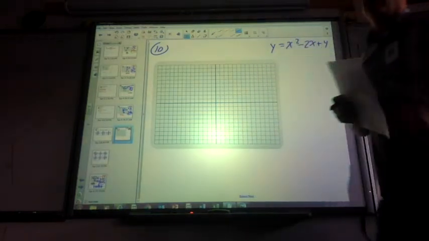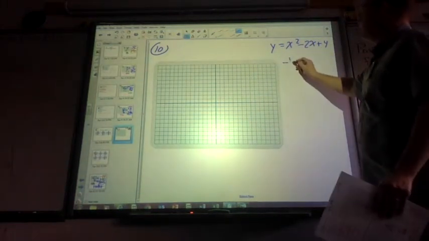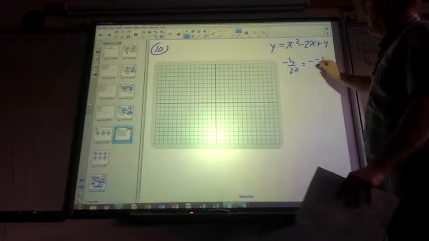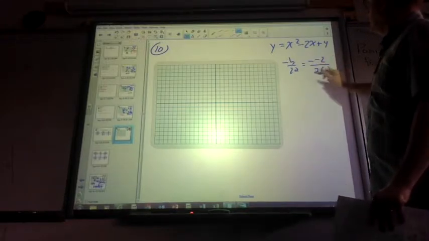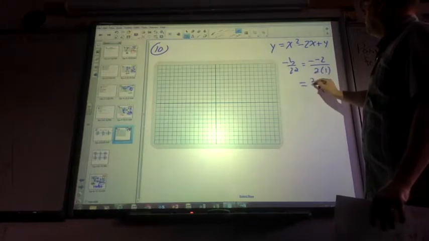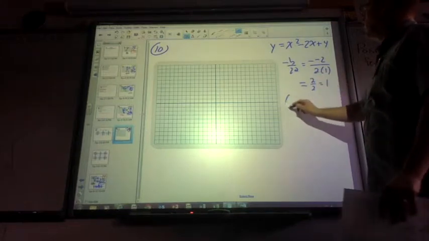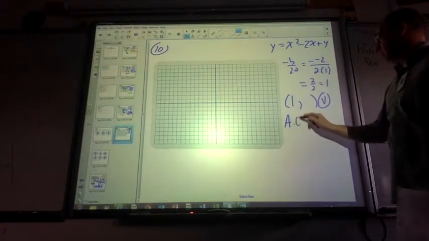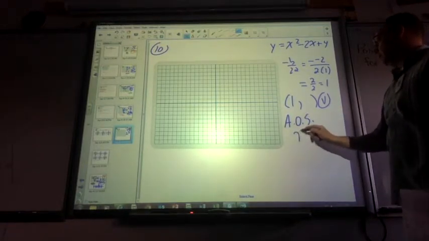This one's going to be set up for us to use negative b over 2a to find the vertex and the axis of symmetry. My b value is negative 2, my a value is 1. So I get 2 over 2, which is equal to 1. So 1 comma something is going to be my vertex. My axis of symmetry is x equals 1.